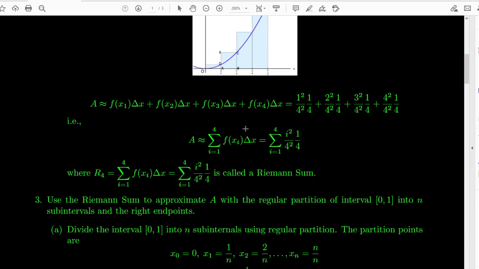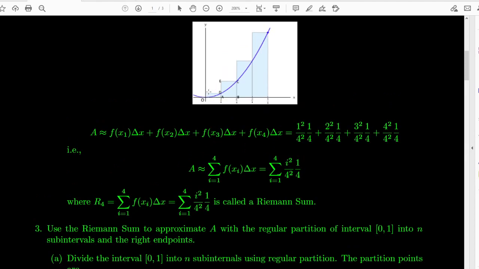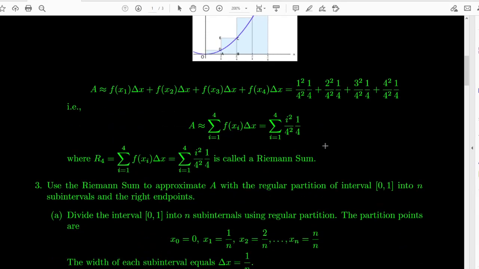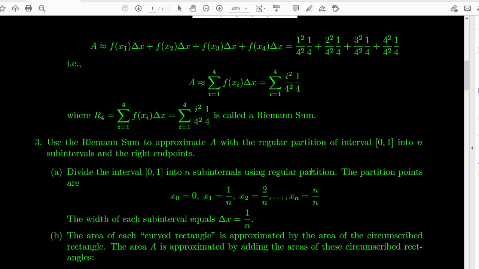Why do I say right endpoint? For each small rectangle, I was using the value of the function at the right endpoint as the height. For the first rectangle, the height is given by x_1. For the second rectangle, the height is given by the value of the function at x_2, and likewise for the third rectangle, the height is given by the value of the function at x_3. I was using the right endpoint. You are going to get familiar with the terms, but now concentrate on the idea.